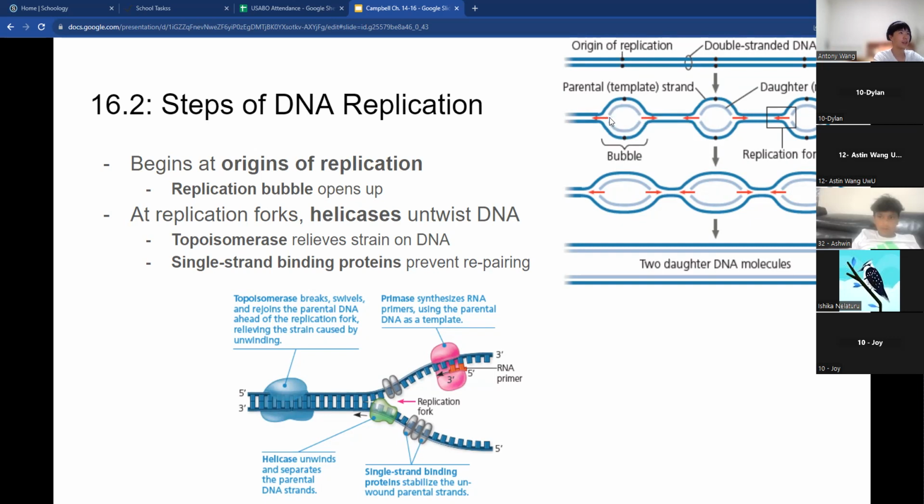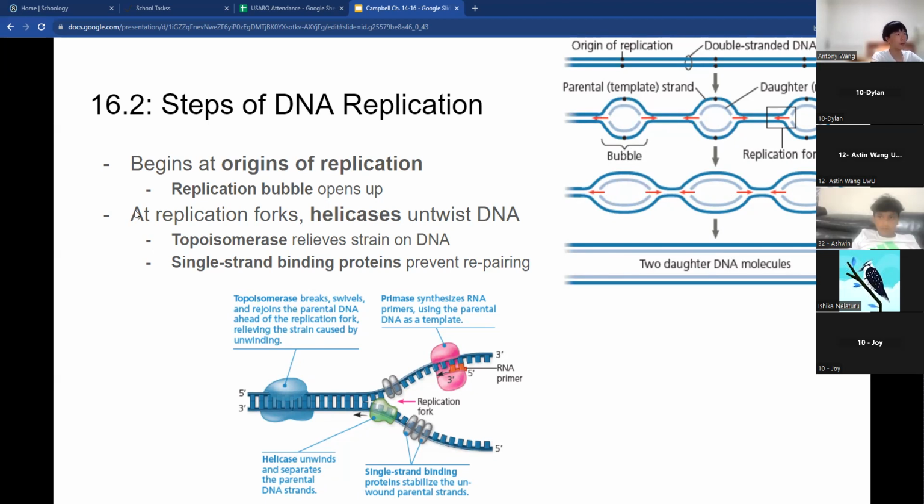The DNA unzips and opens up, and then daughter strands are synthesized along the DNA. This light blue is a daughter strand. The dark blue is a parent strand. As the DNA keeps on replicating, the bubble expands until they meet each other and become two long daughter DNA molecules. So what's the molecular mechanism for this?